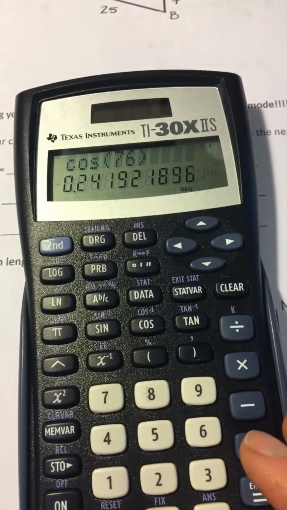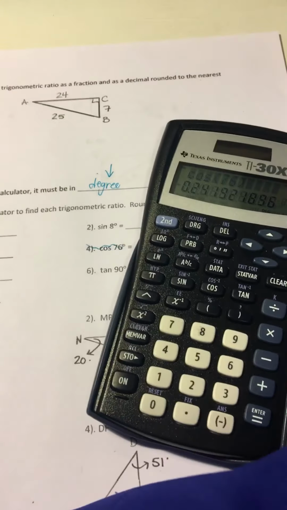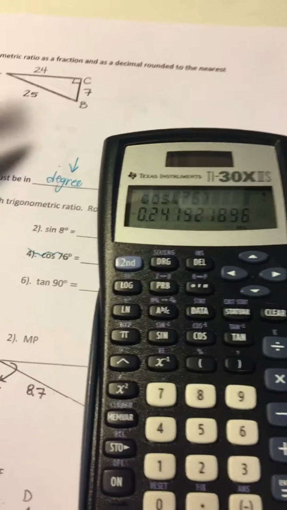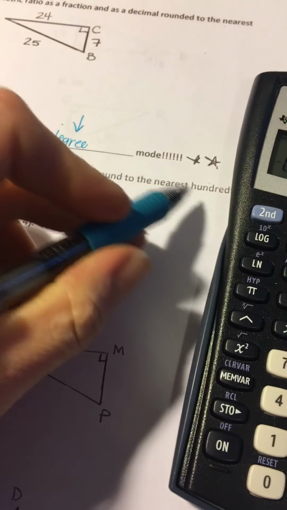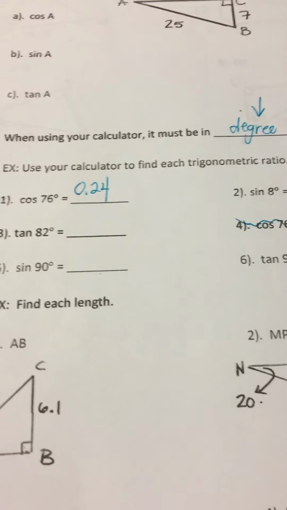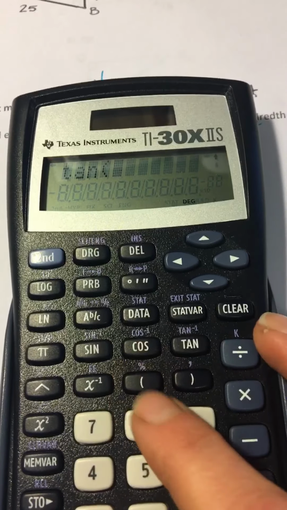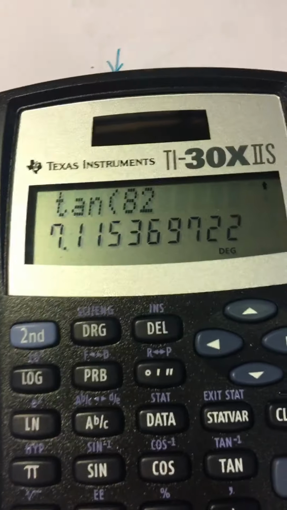Ta-da! 0.243. Hopefully that's the right answer. I guess I should check my answer page. Yep. So 0.243. What's it say? To round to the nearest hundredth. Okay, so 0.24. You would do the same thing with tangent. So tangent of 82. Enter. 7.12.